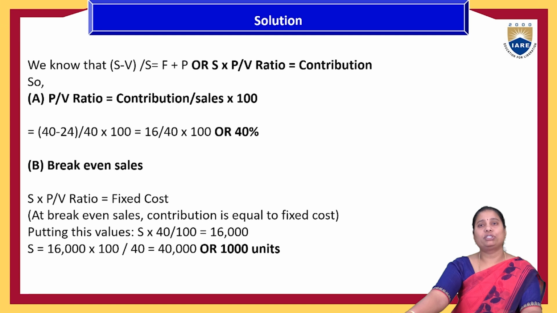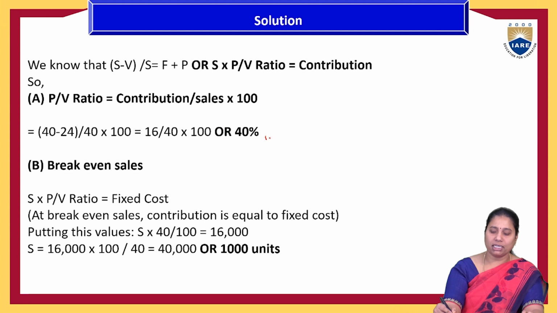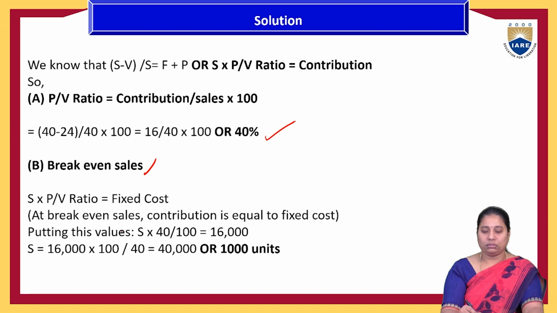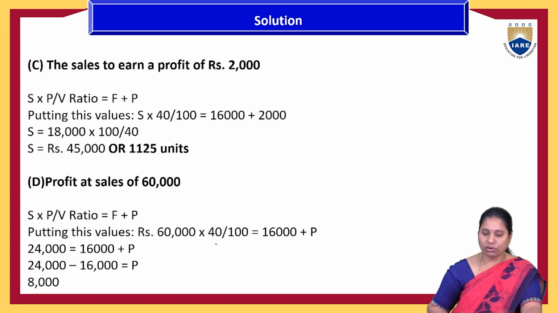So that P/V ratio we can calculate as selling price minus variable cost, 40 minus 24, divided by 40 into 100, that is 40% P/V ratio we have calculated. So second problem, break even sales. They have asked, fixed cost equals selling price into profit volume ratio. So sales into P/V ratio 40% is equal to fixed cost, so that we can calculate the break even point as 1,000 units or 40,000 amount.